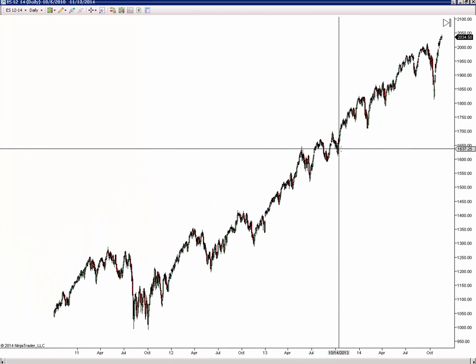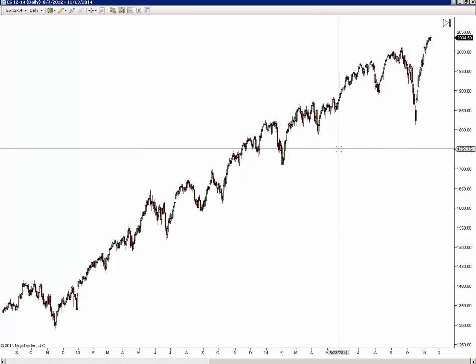Okay, and looking at this chart, you've got to obviously say to yourself, well, the market's in an uptrend. And believe it or not, some people actually think we're in a bear market already. All right, we're not in a bear market unless it was actually a bear market and the market's going down.